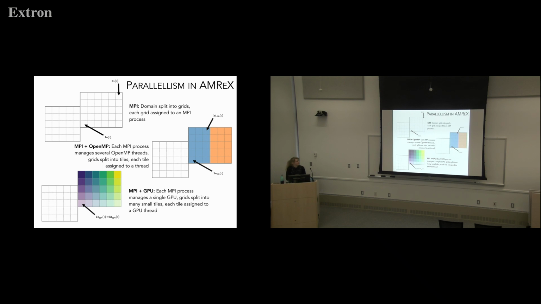Now for MPI and GPU, each MPI process is given its own GPU to manage, and each one of the MPI tiles is split up into many different threads, and the GPU manages all of these different threads. So it's essentially like this one, except these tiles become much smaller, because GPUs can have thousands and thousands of threads rather than maybe 8 or so. So that's how we do parallelism in AMReX.